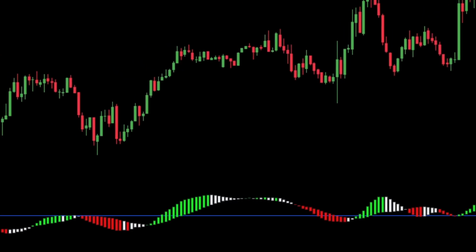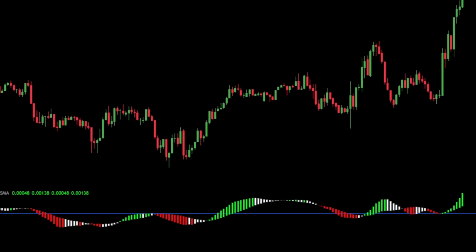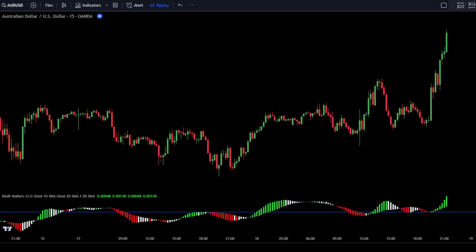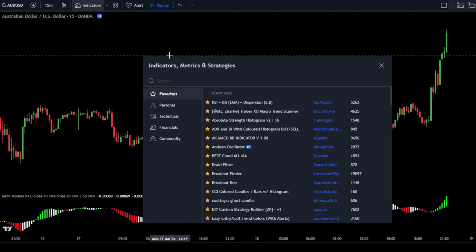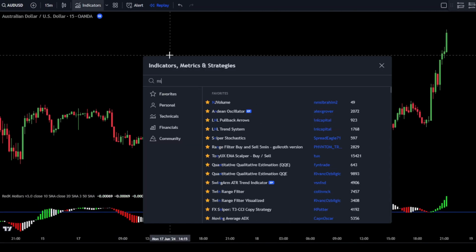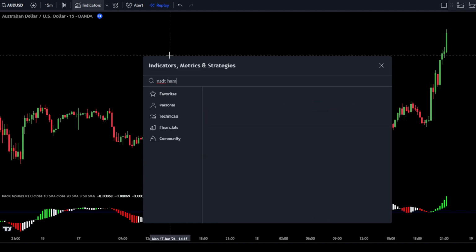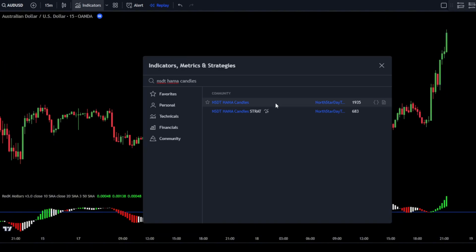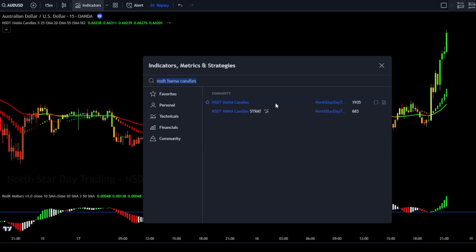Now, let's add the second indicator to guide the trend and entry points in the market. Go to the Indicator Search tab and type NSDT Hama Candles. Then, select the NSDT Hama Candles indicator from Northstar Day Trading.